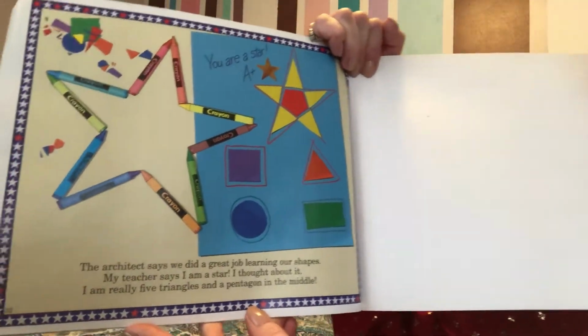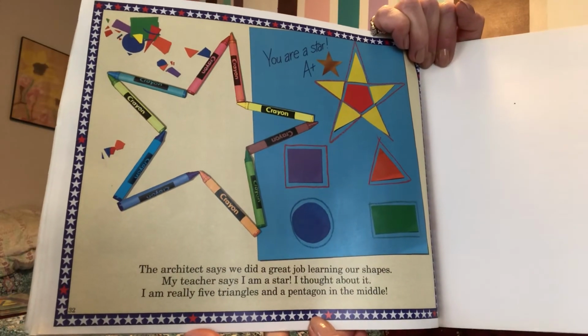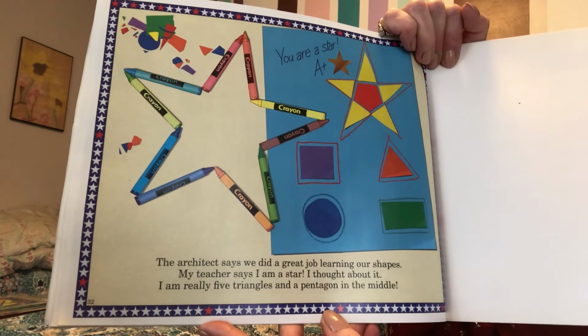The architect says we did a great job learning our shapes. My teacher says I'm a star. I thought about it. I am really 5 triangles and a pentagon in the middle.